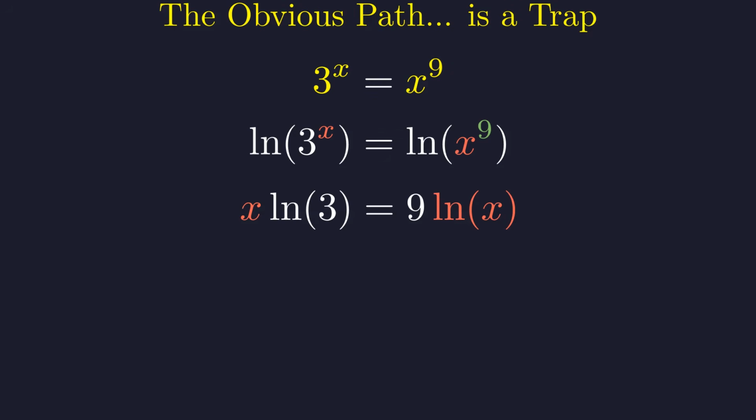And here's where elementary algebra hits a wall. To isolate x, we'd still have x on one side and the natural log of x on the other. This transcendental equation can be solved exactly with Lambert W, but not by simple algebraic manipulation. We need a more clever approach.